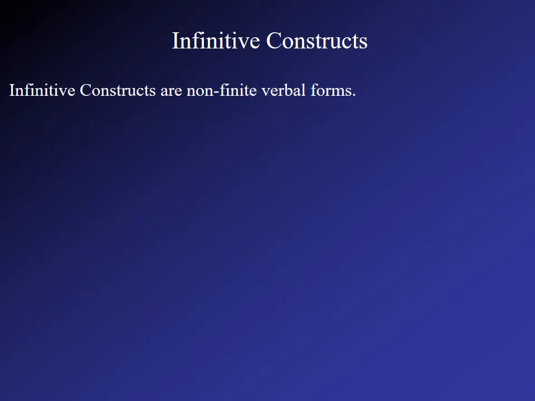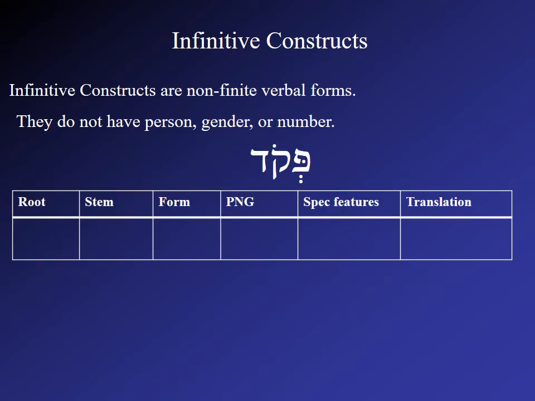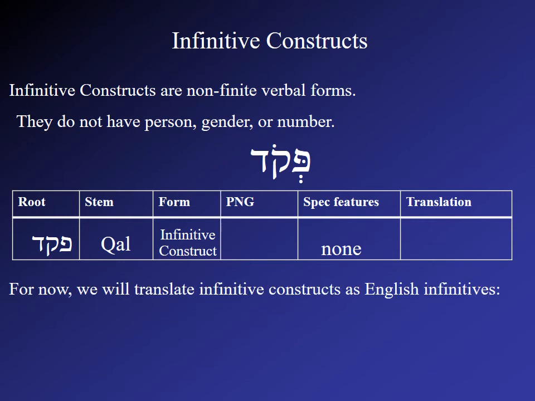Now, as I mentioned before, infinitive constructs are non-finite verbal forms. That means they don't have person, gender, or number. So when we parse pakod, our root is pakad, our stem kal, infinitive construct. We can leave the person, gender, and number box blank. This particular form has no special features. We'll translate this infinitive as we translate English infinitives, and so pakod, to visit.